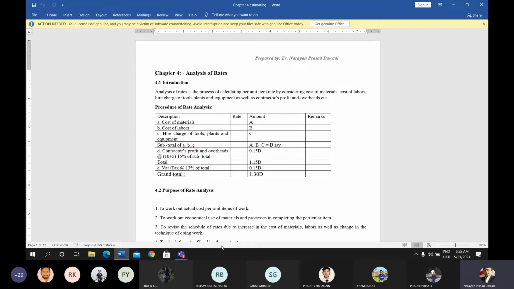That's why the labor rate or material rate as well as tools and equipment rate or changing techniques may change. At that time the rate will be increased. So it also helps to revise the rate. How much the previous rate and the present increased rate differ, we can analyze with the help of the rate analysis.